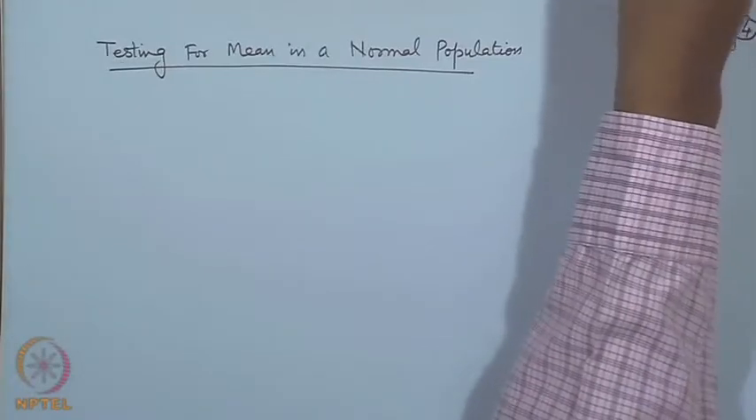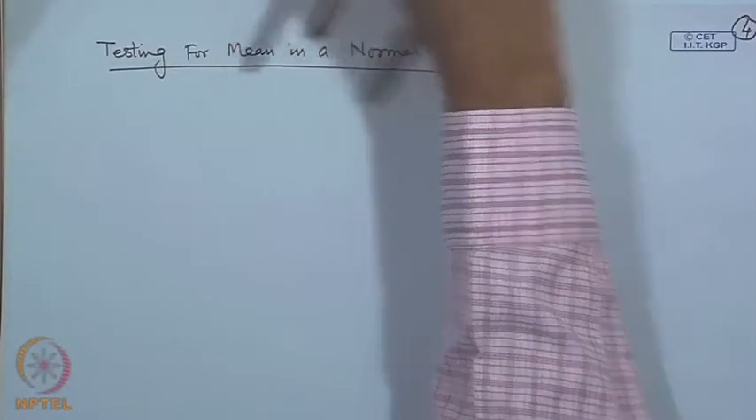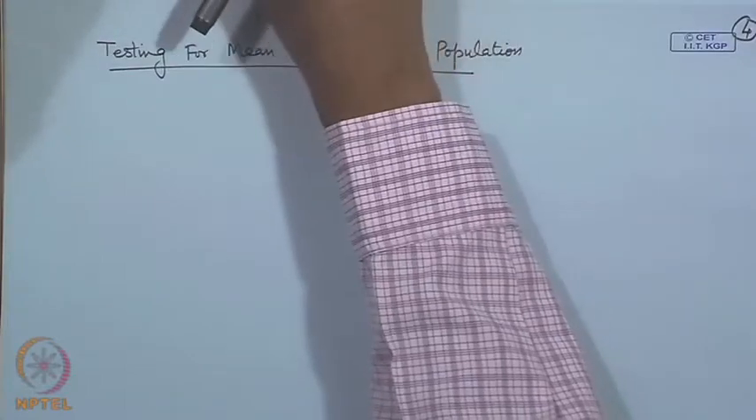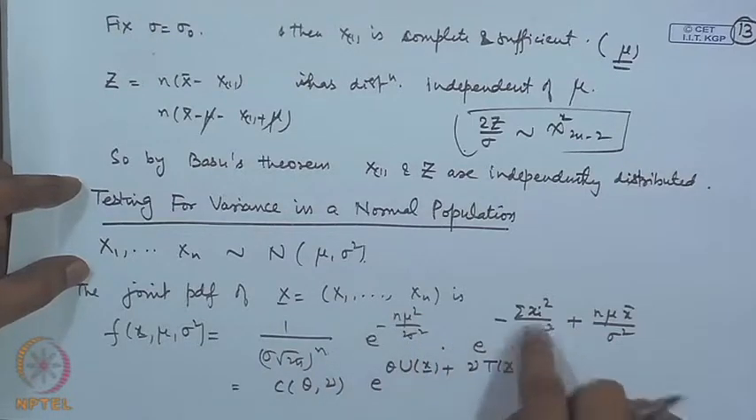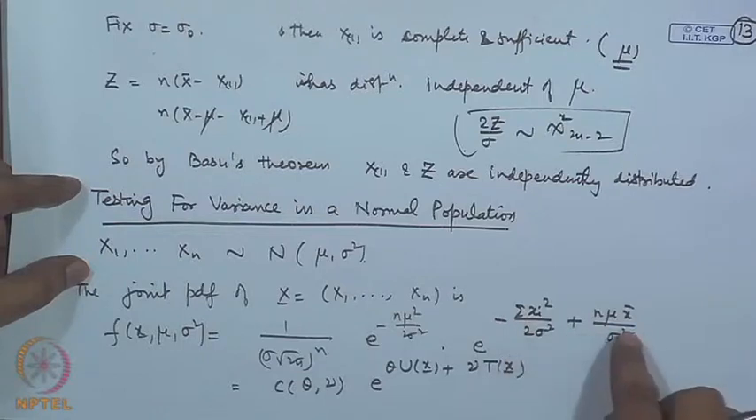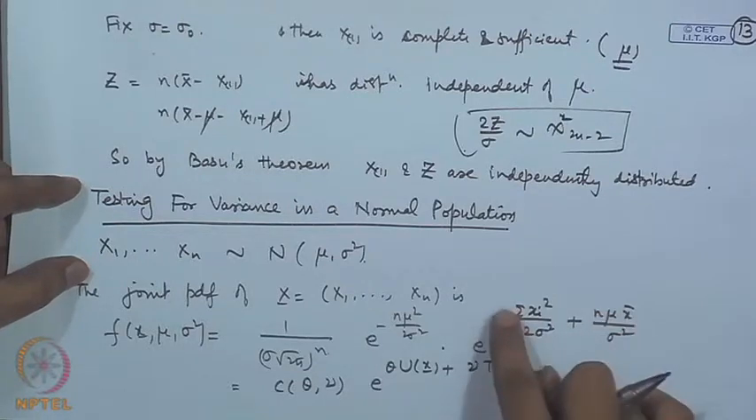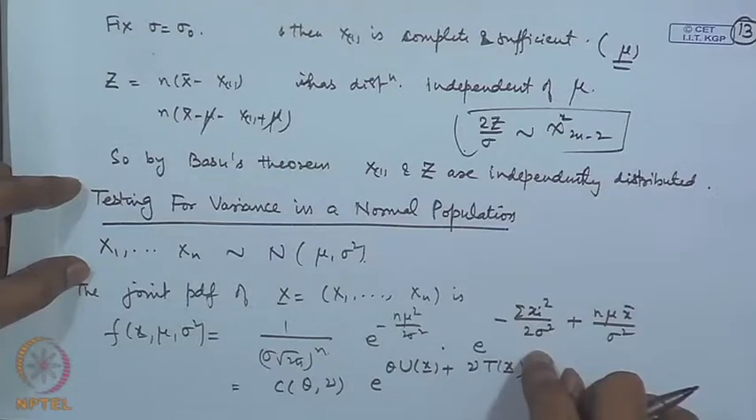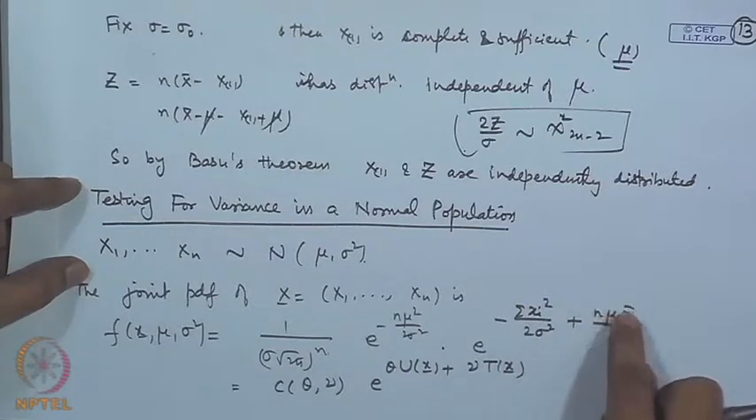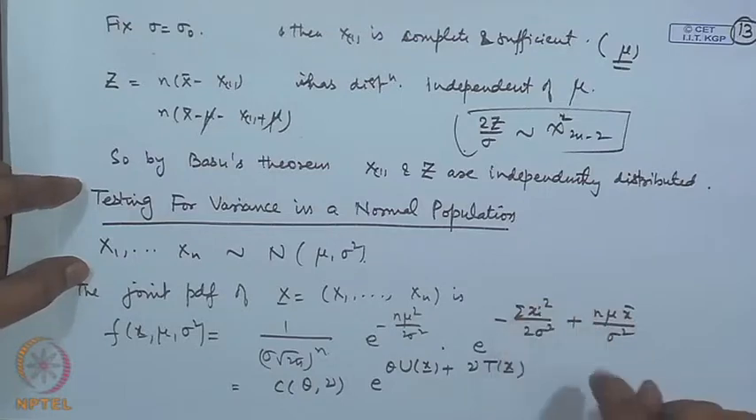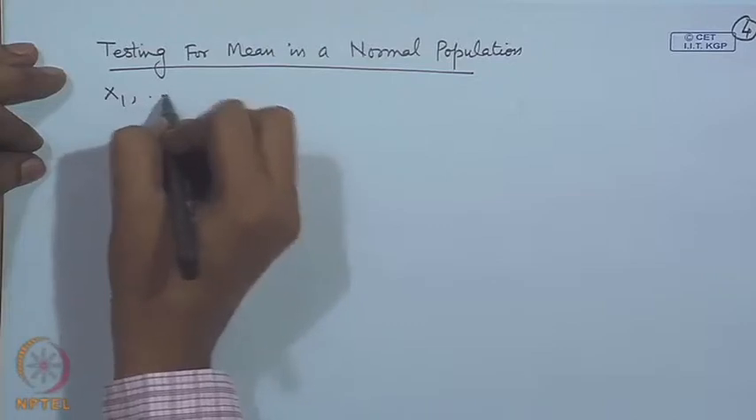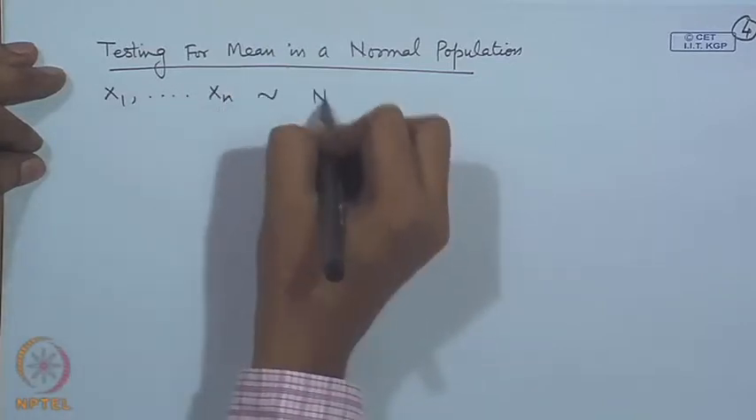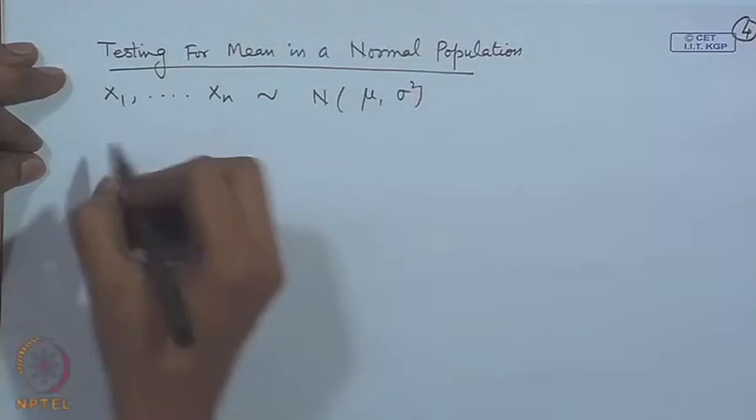Let us go back to the original expression that I wrote for the joint density of normal distribution of x 1 x 2 x n here. Here I took theta to be minus 1 by 2 sigma square and nu to be n mu by sigma square, and therefore, I was able to test for sigma square. If I want to test for mu, then I have to change the role of theta and nu here. So, model is the same, that means, x 1 x 2 x n follows normal mu sigma square.